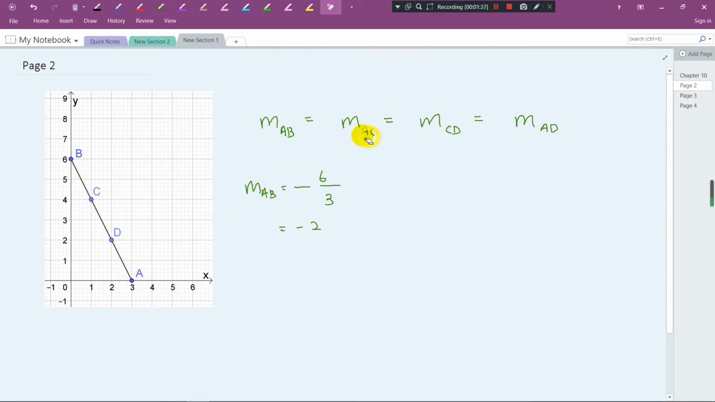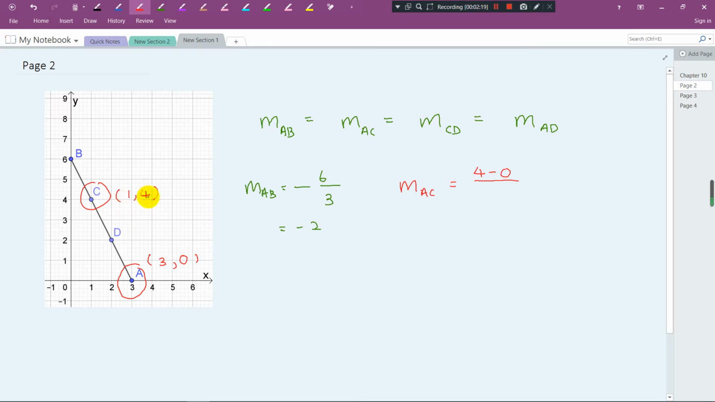So now let's look at AC. We need a coordinate. C, the coordinate is (1, 4). The A coordinate is on the x-axis, y equals 0, right? And this is 3. So 4 minus 0, and when you go to the x part, you have to do the same thing, y minus 3. You cannot go like this.